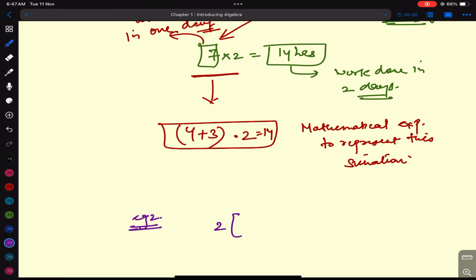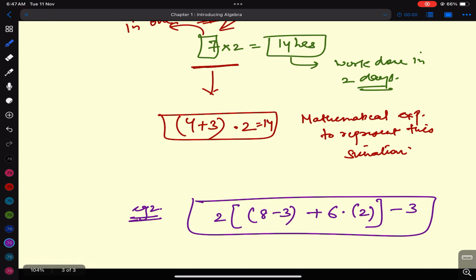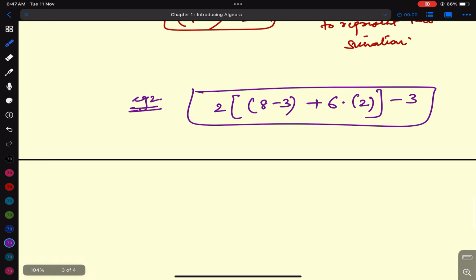Now let's see another example. Here we are given 2 times 8 minus 3 plus 6 times 2, and then there is minus 3 outside. So we will first figure out how many operations and what are those operations that are part of this given mathematical expression.